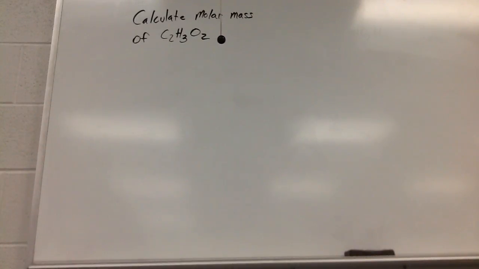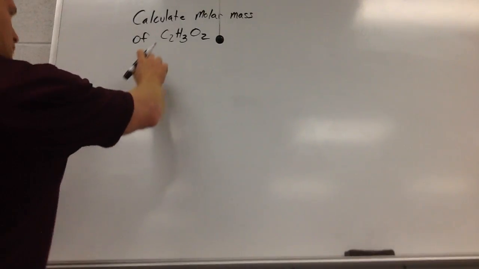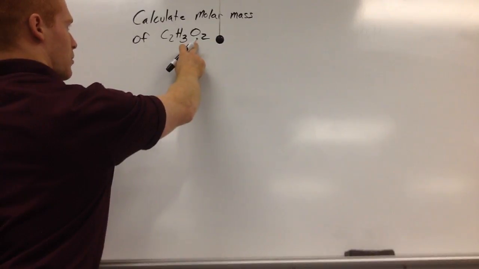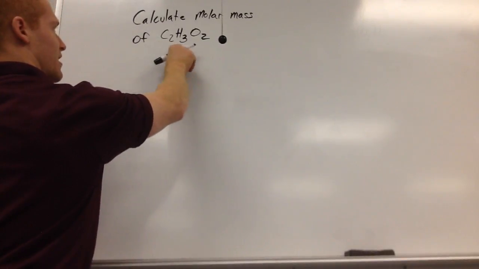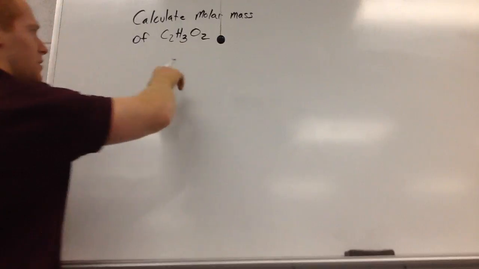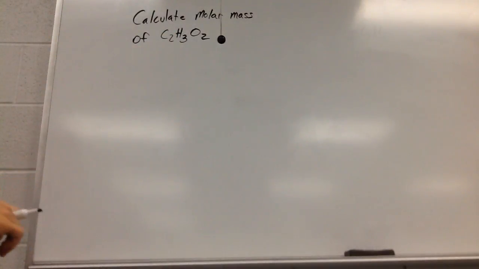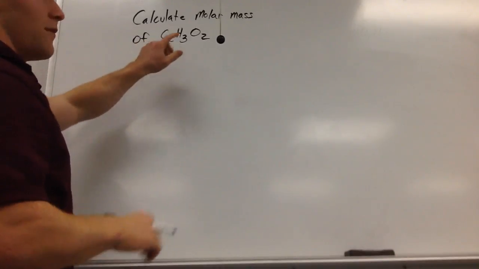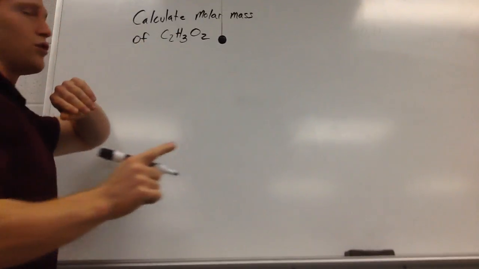Calculate molar mass of acetate. So for acetate, notice for every capital letter, it is a different element. So there's 3 different elements in this compound, and the subscript tells you how many of each. Remember, if there's no number, it's just understood as a 1.